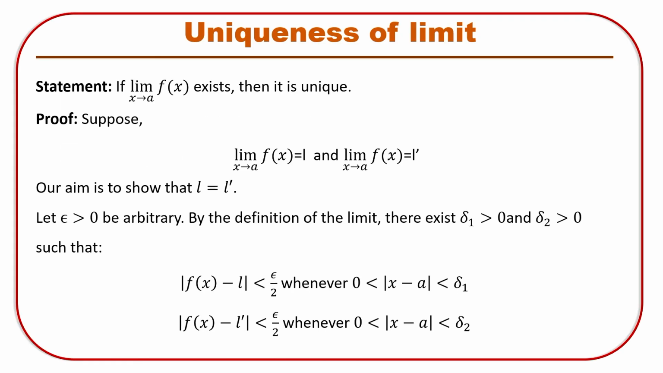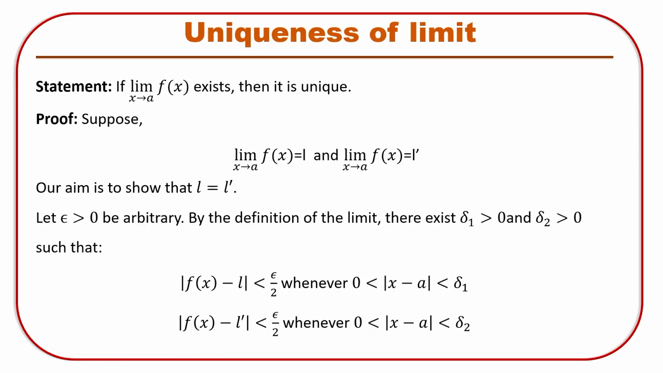So, uniqueness of limit. We have seen in sequences that if a sequence converges, then it converges uniquely. That means it has a unique converging point or unique limit point. Similarly, for a function at some point x equal to c, if the limit exists, then it exists uniquely. How to prove this?